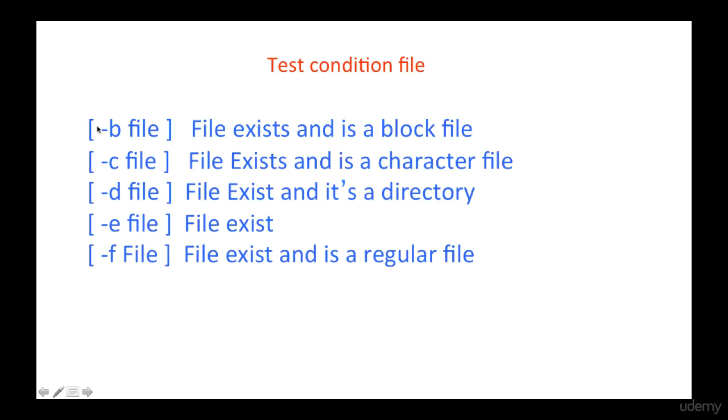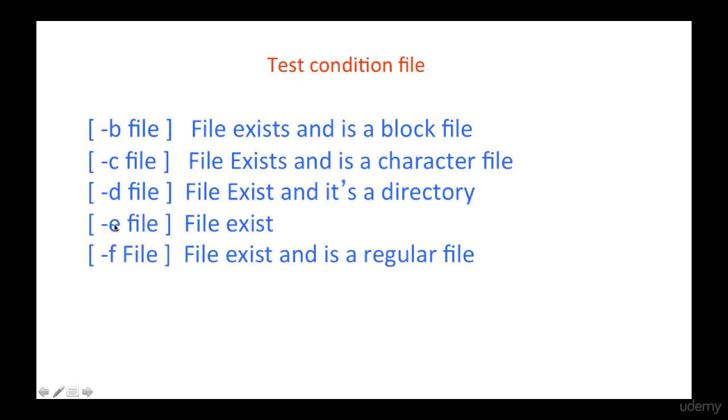If you see here, the syntax is like this. If you say "-b" followed by a file name, it will return true if it's a block file. So B is for block file. Similarly there is a character file, C, and D is for directory. We have already gone through directory, and block file and character file I will cover very shortly in this tutorial.